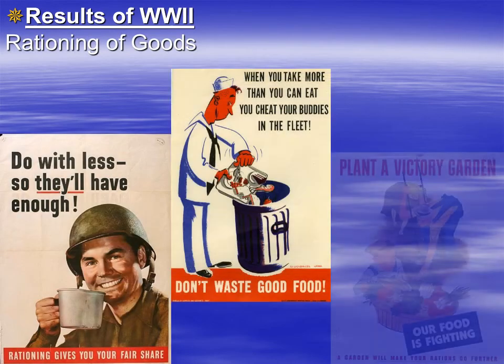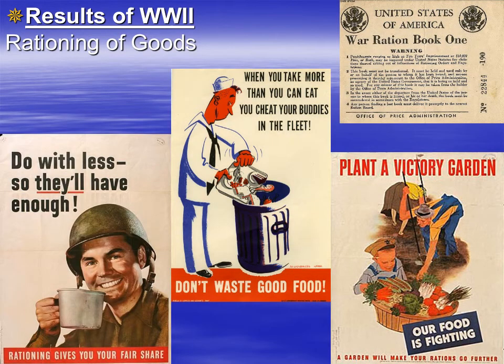One other thing that takes place during this time period is the rationing of goods. All Americans had to make sure that they were not using more goods than they should, because they were supposed to help the war effort. I love the picture down there to the left of the soldiers. Do with less so they'll have enough. And so it was a combined effort.